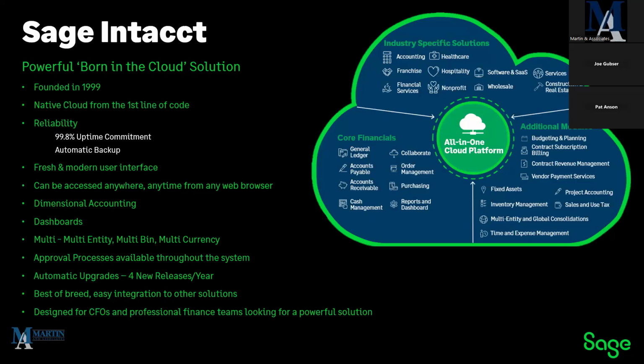It leverages dimensional accounting, which we'll talk about, and that feeds into the dashboards and reporting in the system. Approval processes are built throughout the system, and we'll talk about that in a little more detail. A key part of Sage Intacct is they are constantly developing the product, constantly adding to it. They release 4 updates per year, 1 per quarter, and the updates are automatic, so you have no downtime when updates happen. They just automatically get applied when they're going to happen, and you come in the next day and you're on the new version.